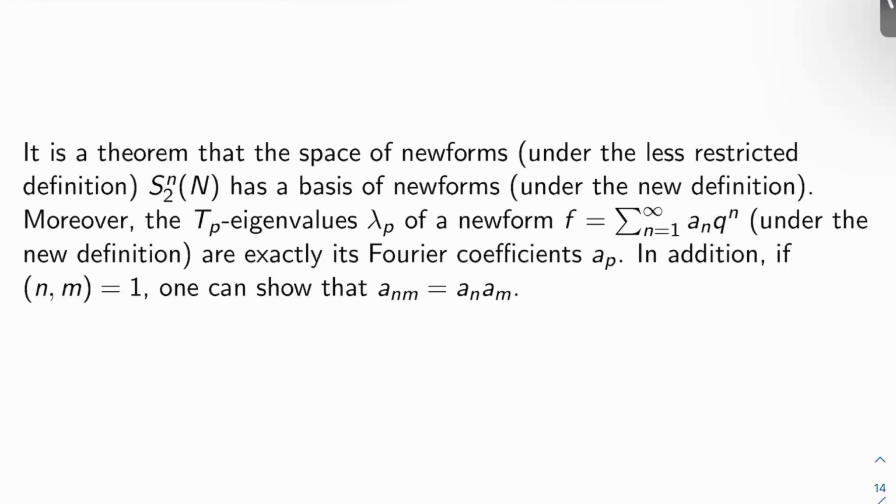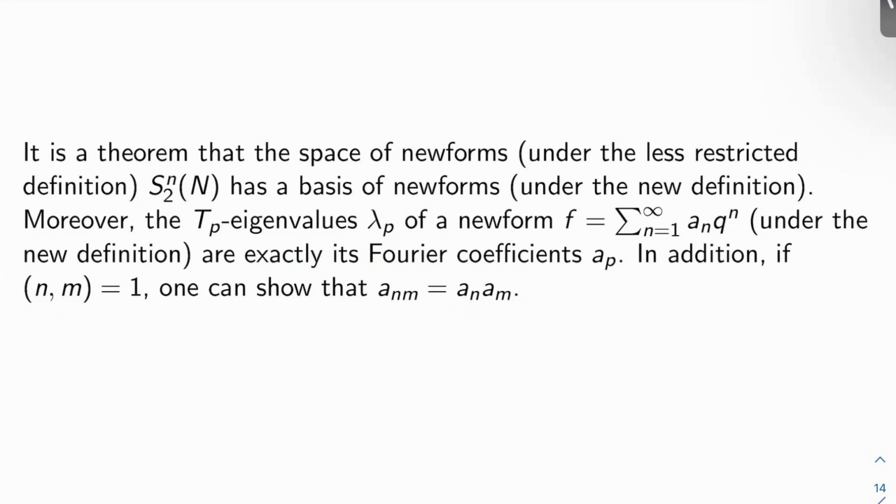Moreover, this is very important. The T_p eigenvalues lambda_p of such a newform f with Fourier coefficients a_n, under the strictest definition of newform, are exactly its Fourier coefficients a_p. So a_p actually is the T_p eigenvalue of f. That's nice. Another really nice thing is if n and m are coprime, the nm-th coefficient of f is actually the nth coefficient times the mth coefficient. So the coefficients are multiplicative.